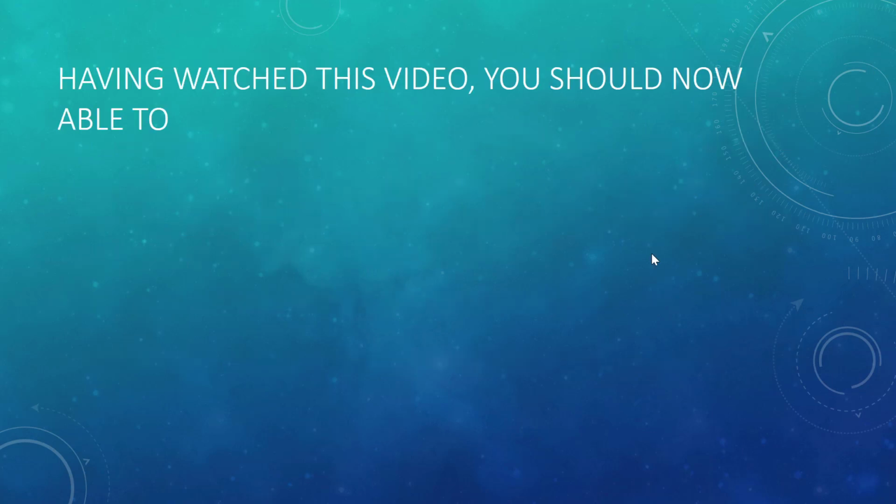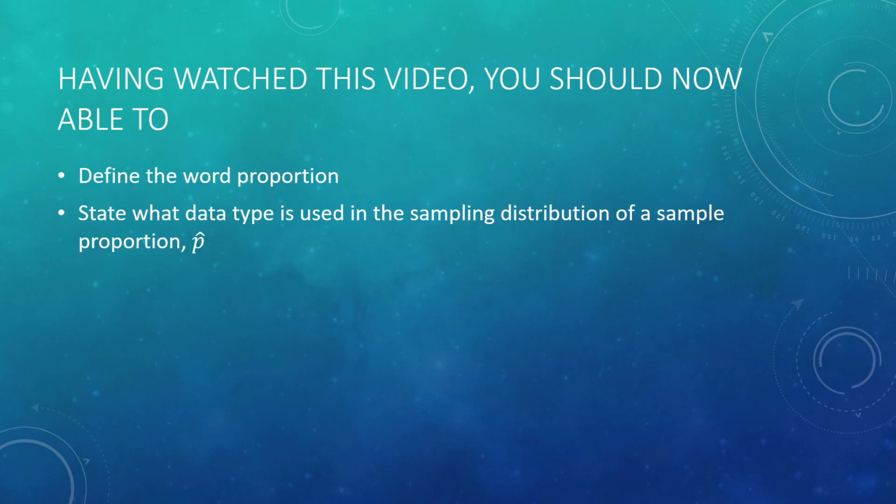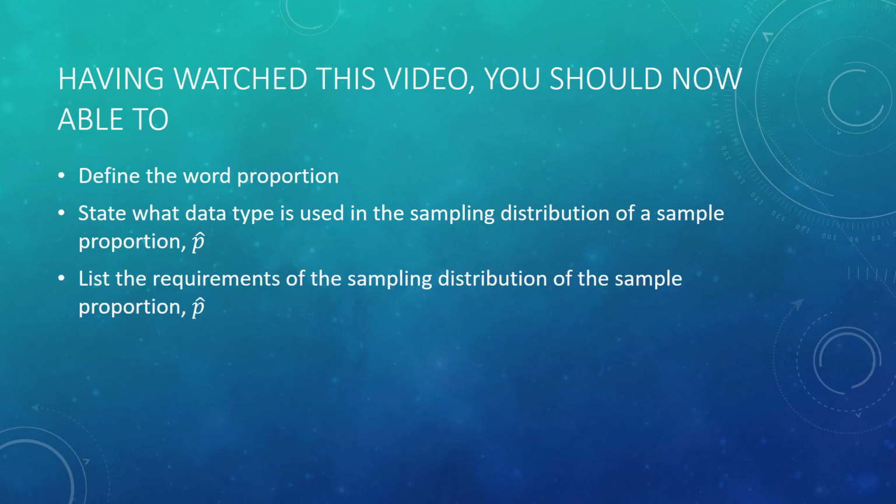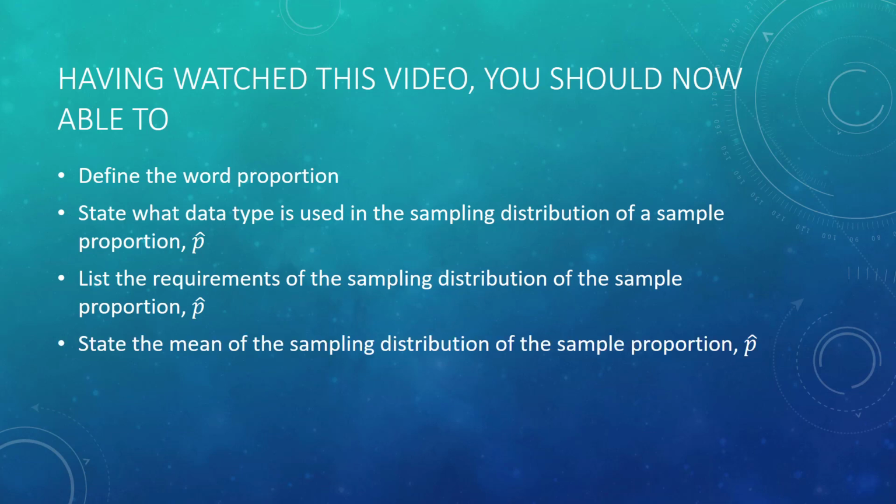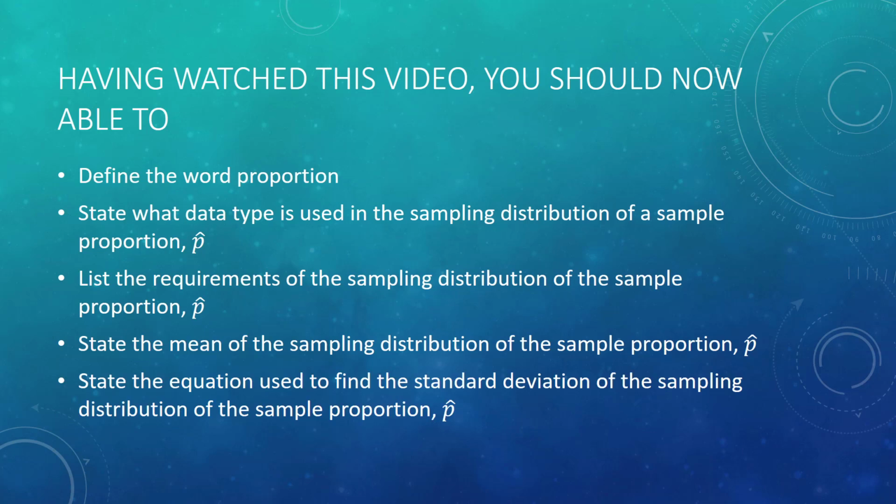Having watched this video, you should now be able to define the word proportion, state what data type is used in the sampling distribution of a sample proportion, p hat, list the requirements of the sampling distribution of the sample proportion, p hat, state the mean of the sampling distribution of the sample proportion, p hat, and lastly, state the equation used to find the standard deviation of the sampling distribution of the sample proportion, p hat.